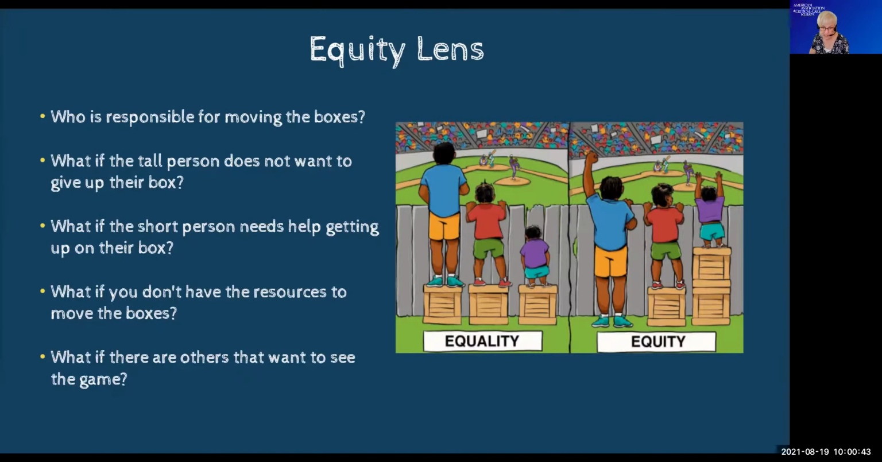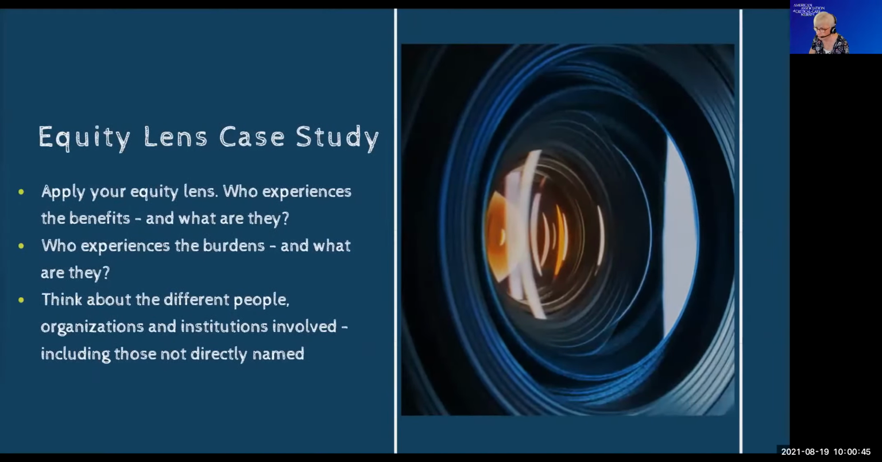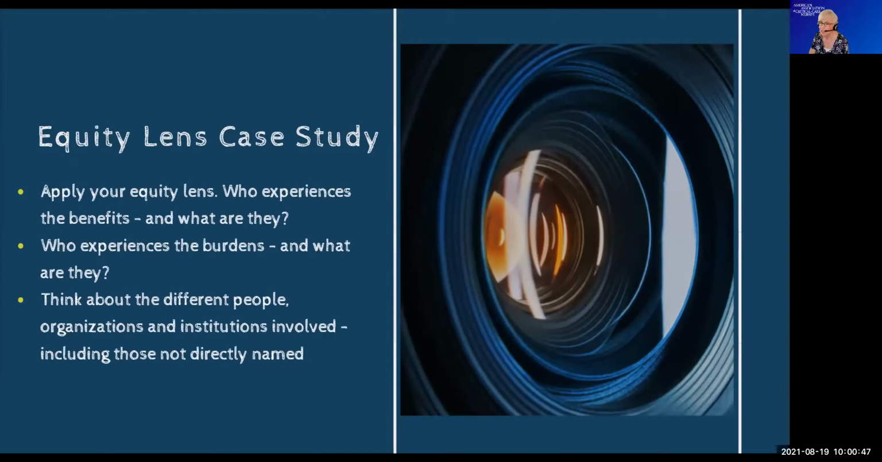I'm going to look at a little case study here. And I want you to apply your equity lens. Who experiences the benefits and what are they? Who experiences the burdens and what are they? And think about the different people, organizations, and institutions involved, including those not directly named here.